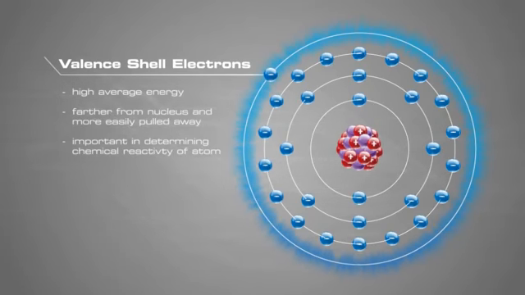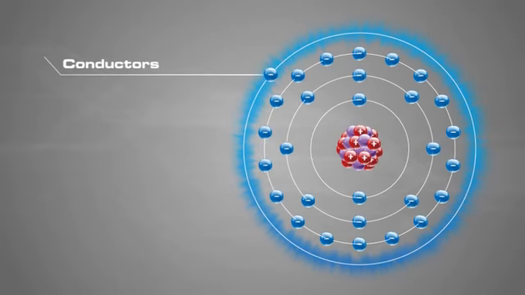The pull of the atom's nucleus upon them is weaker and more easily broken. In this way, a given element's reactivity is highly dependent upon its electronic configuration. It's the valence shell electrons of any element that are crucial for current flow. A material is an electrical conductor when one or more of its valence electrons can be easily freed.